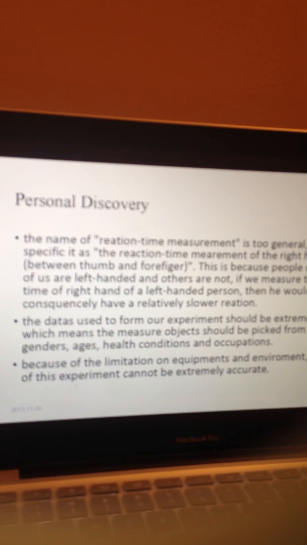If we measure the reaction time of the right hand of a left-handed person, then he would consequently have a relatively slower reaction. The data used to form our experiment should be extremely general, which means the measured objects should be picked from different genders, ages, health conditions, and occupations. And third, because of the limitation on equipment and environment, the results of this experiment cannot be extremely accurate.